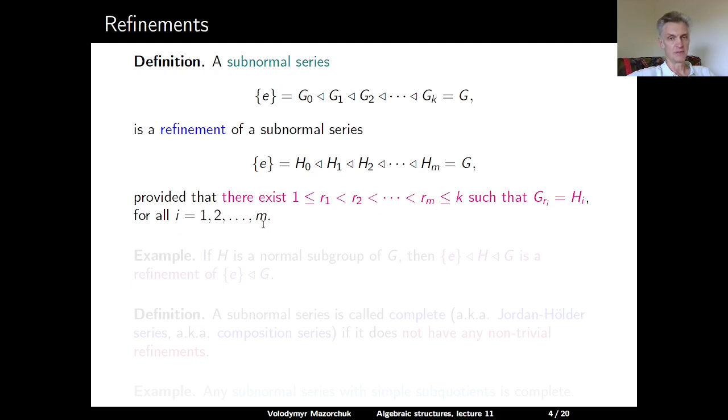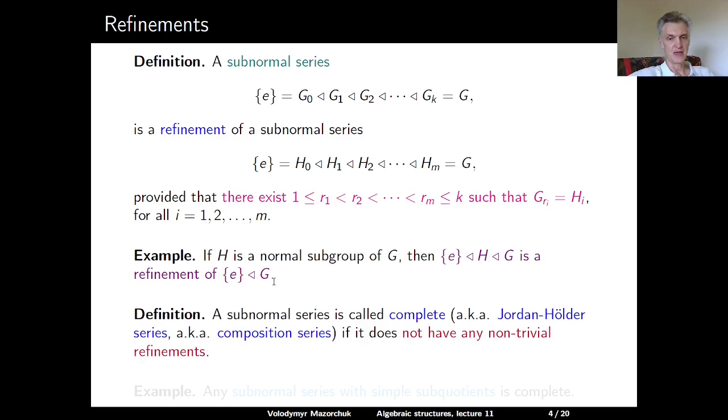For example, if H is a normal subgroup of G, then the subnormal series which consists of the identity, then H, and then G is a refinement of the subnormal series which consists just of the identity and of G. So a refinement has more elements than the original series. Some new subgroups are inserted between the elements of the original series.